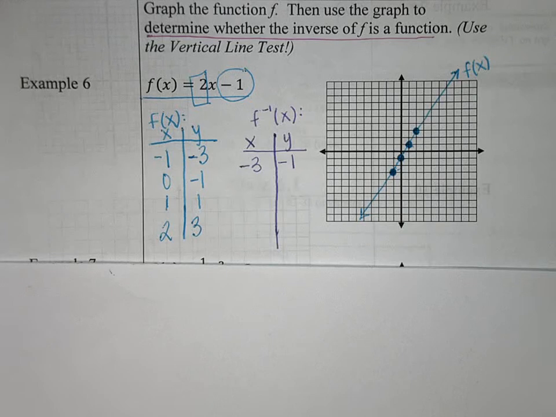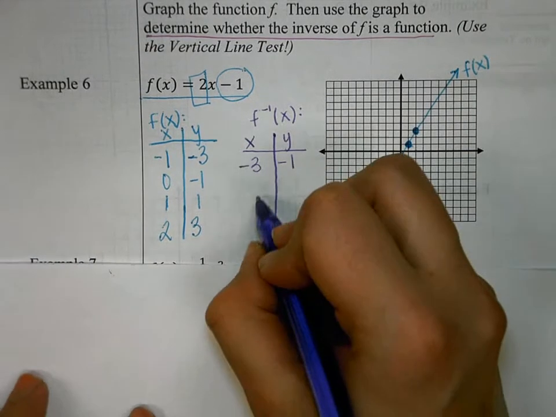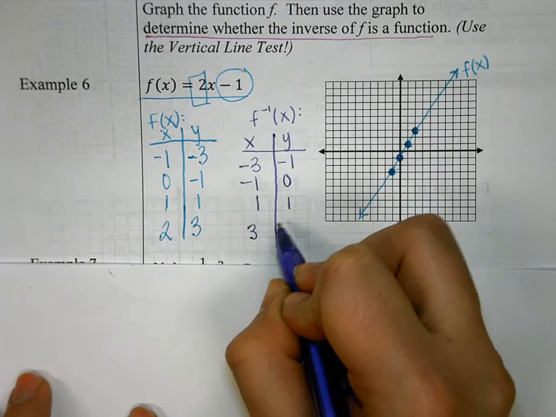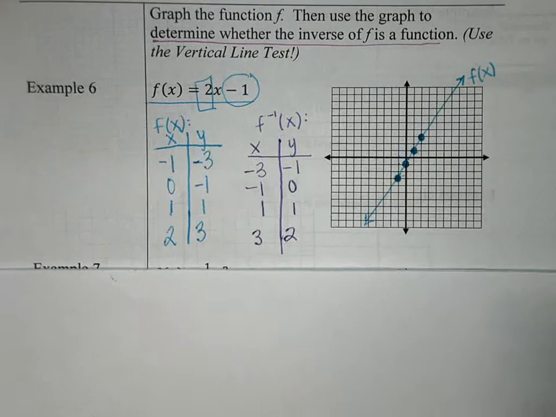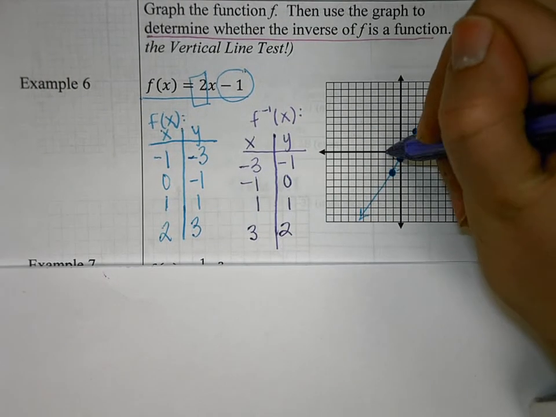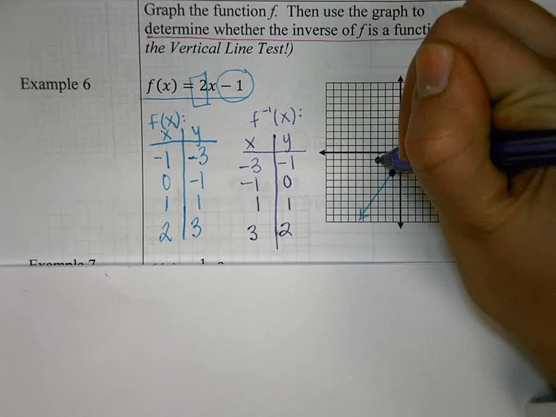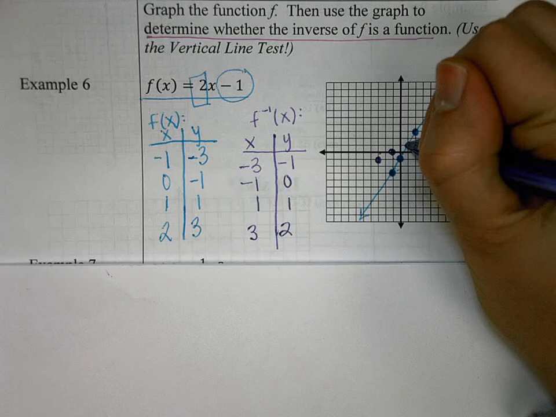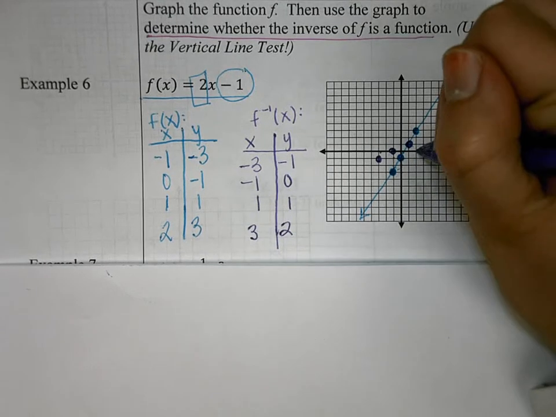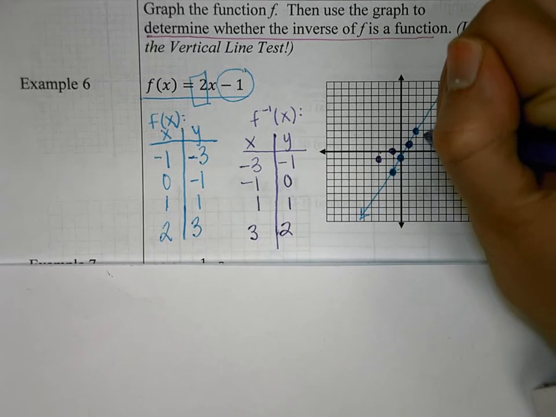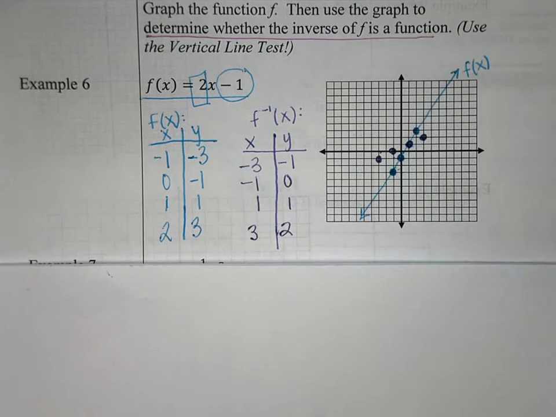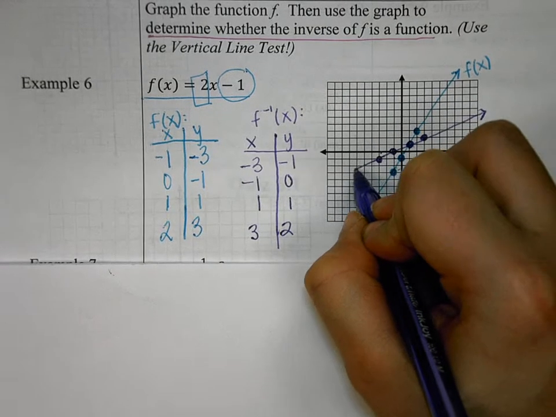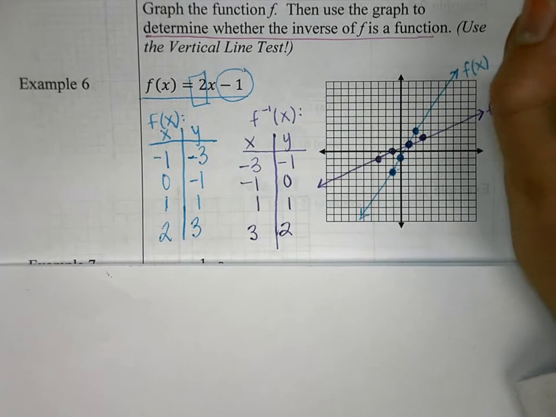So that's all we're doing on the graph as well. So what would the next point be? Good, -1, 0. The next one, 1, 1. And the last one, 3, 2. Graph all 4 of those points, please. So -3, -1. -1, 0. 1, 1, so those share a point. And 3, 2. So draw a line through those 4 points. And let's label that f inverse of x.